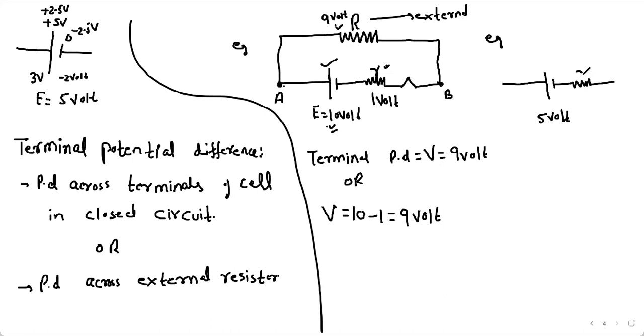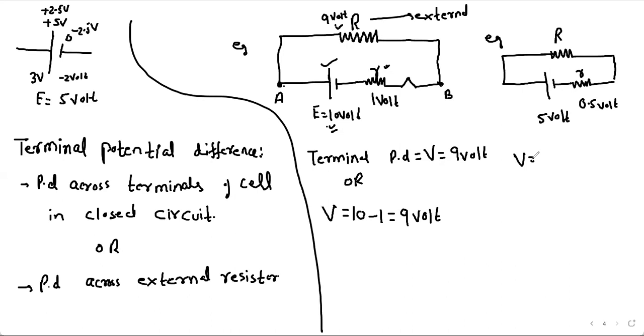This is the internal resistance of the cell. I say that the potential difference across the internal resistance is 0.5 volt. This is the potential difference across the internal resistance of the cell, and this is the external resistance, capital R. Shahzada, can you calculate the terminal potential difference here? How much is the terminal potential difference?